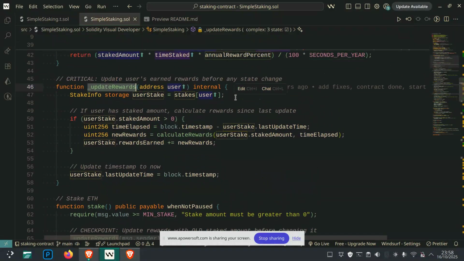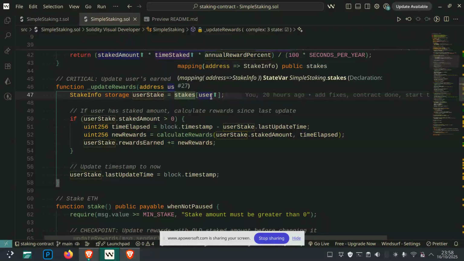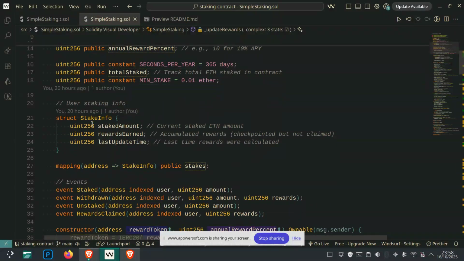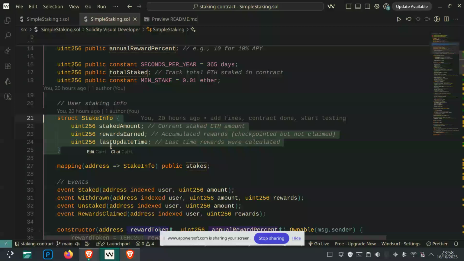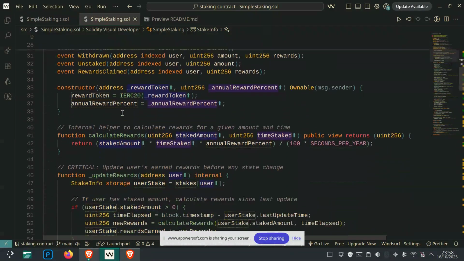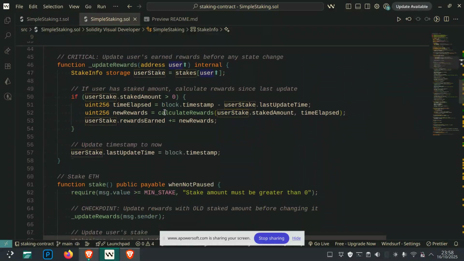We get the stake info of the user with the mapping. We pass the user address and the mapping takes us to the stake info here. You know how much the user staked, how much reward they earned, and when it was last updated. This is important. Why? We will see.